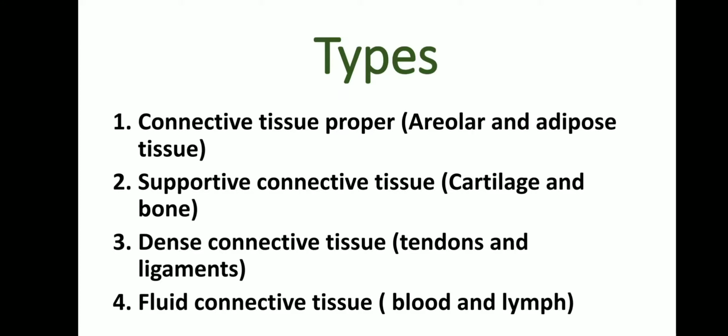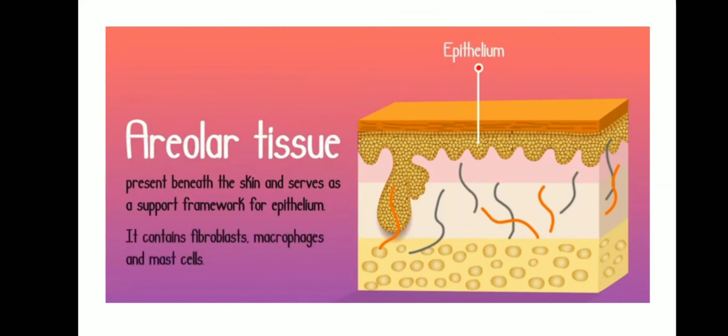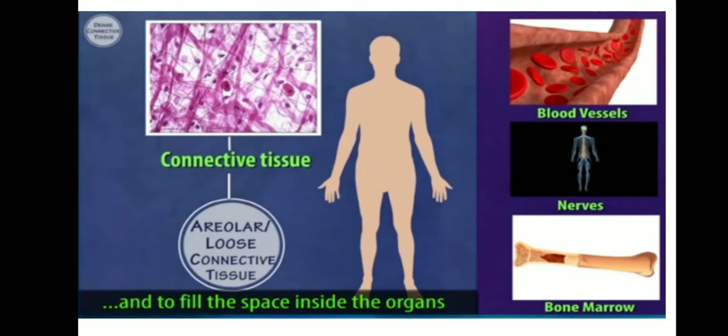Let's see one after the other. First, connective tissue proper. What is coming under that? Areolar tissue and adipose tissue. First, areolar tissue. This areolar tissue is present beneath the skin, that is below the skin, and serves as a support framework for epithelium. We have already seen this epithelial tissue, so you know what it is. So this areolar tissue, where is it present? Below the skin, and it is giving support to the epithelial tissue.